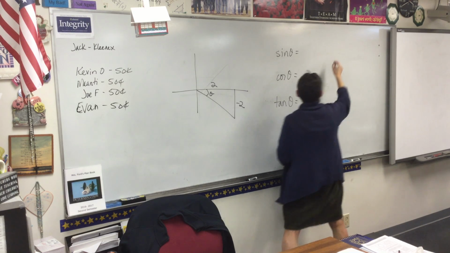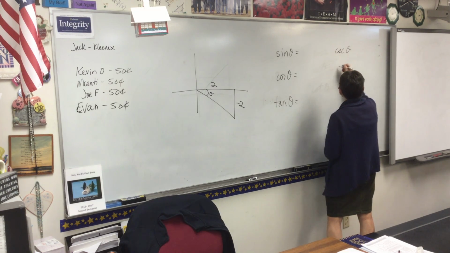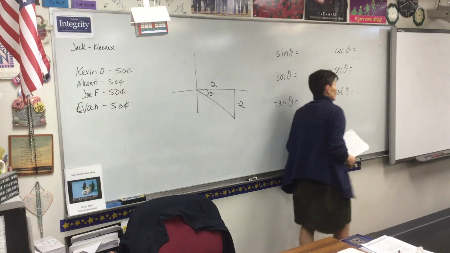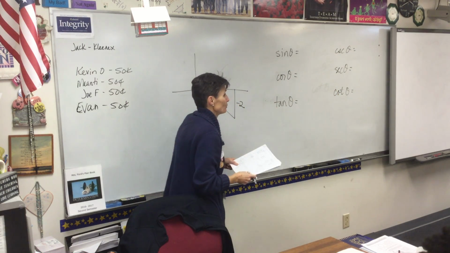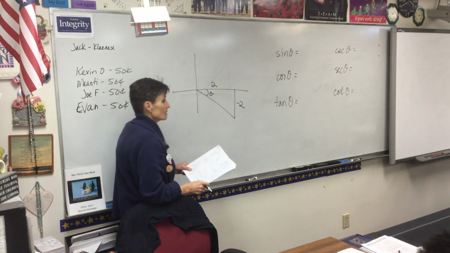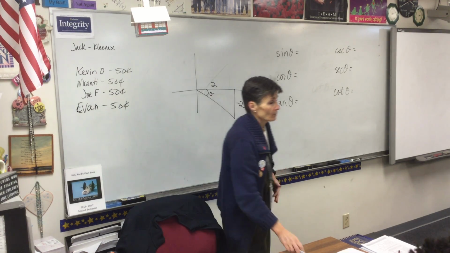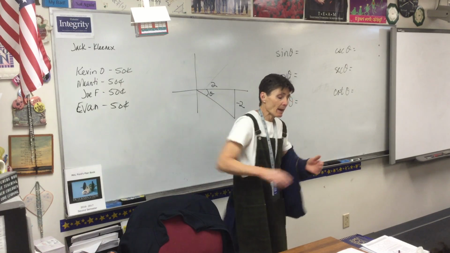How do we know it's in the 4th quadrant? Can somebody explain that? Where would you plot the point 2, negative 2? It's going to get plotted in quadrant 4, right? So Zion, what happens next?